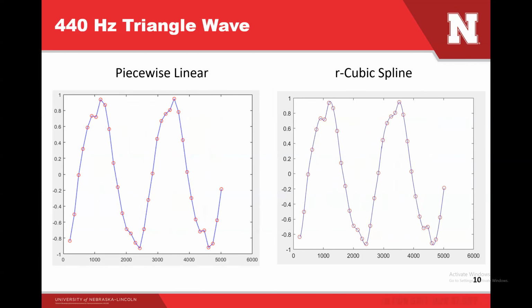Then here is our final set of graphs showing off a 440 hertz triangle wave. Same deal as the previous ones. The piecewise linear has straight lines for every point, whereas the cubic spline has much smoother edges, but both equally have very good interpolated values.